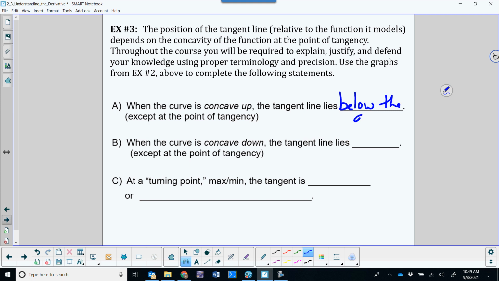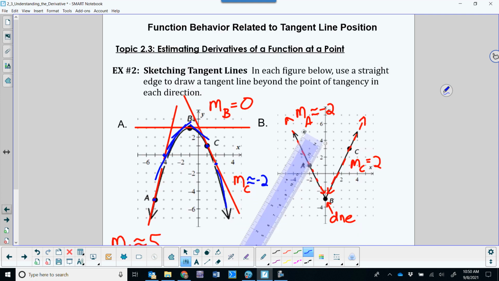And this is important because you're going to have a lot of questions that are going to ask you about that. So it's really important to start to get this connection. When the curve was concave down, like an upside down bowl, the tangent line lies always above the graph. Okay? And then at a turning point, which means a max or a min, well, where was the tangent line? Well, the tangent line was just horizontal there.